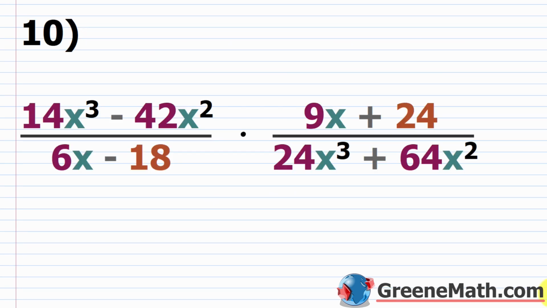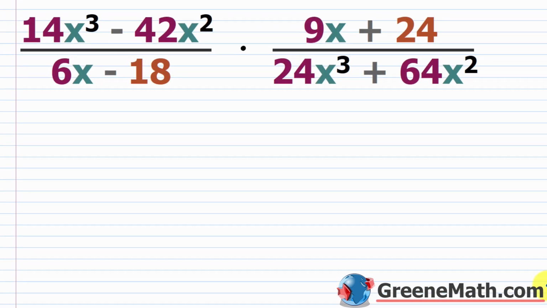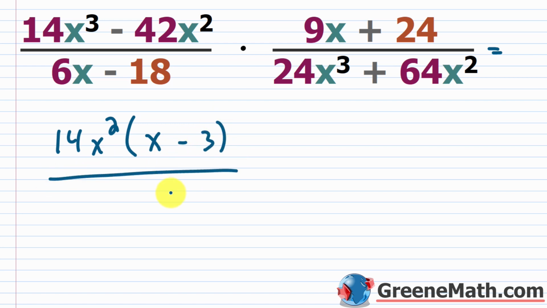All right, let's look at problem number 10, the last problem. So we have 14x cubed minus 42x squared over 6x minus 18 times 9x plus 24 over 24x cubed plus 64x squared. All right, the first guy, I can pull out a 14 because 42 divided by 14 is 3. So 14, and then I can pull out an x squared. So that is going to give me x minus 3. This is over 6x minus 18. I could pull out a 6, and I have x minus 3 inside.